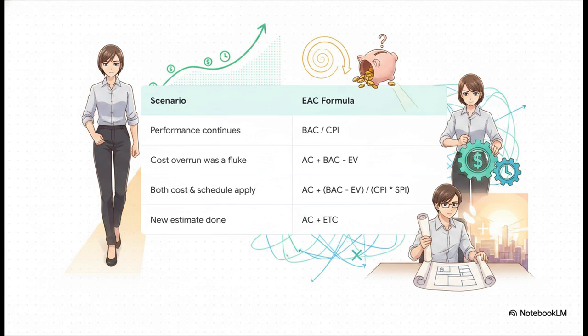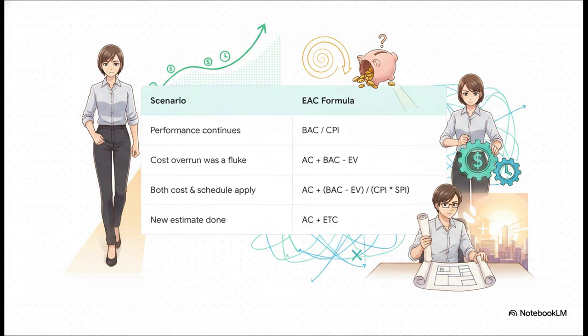If the exam scenario tells you that performance will continue as is at the current CPI, you simply take your original budget at completion and divide it by the CPI. What if the scenario says a past cost overrun was a fluke or a one-off and things are going to self-correct? Then you take your actual costs and just add the remaining planned budget, which is BAC minus EV.